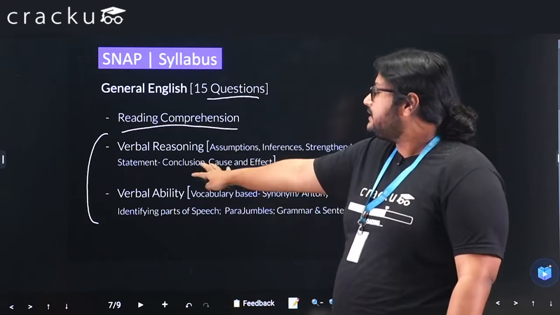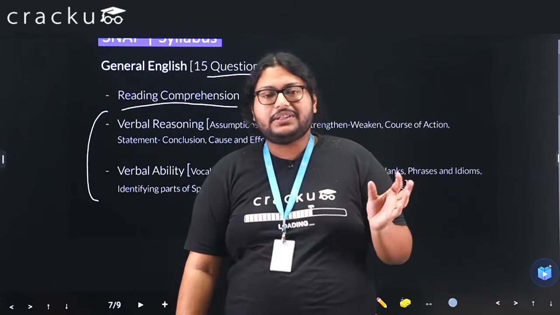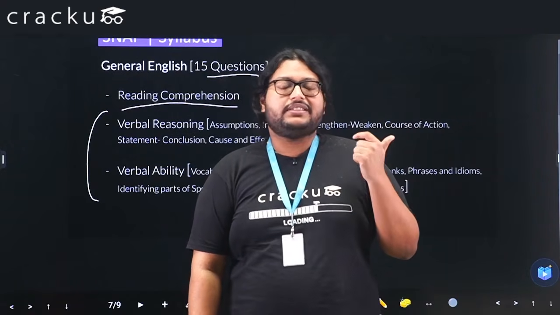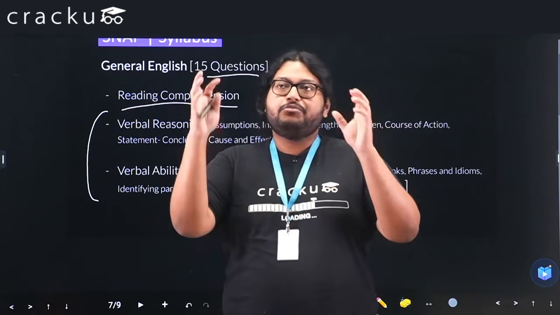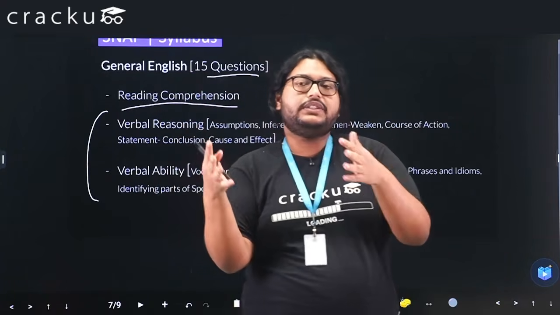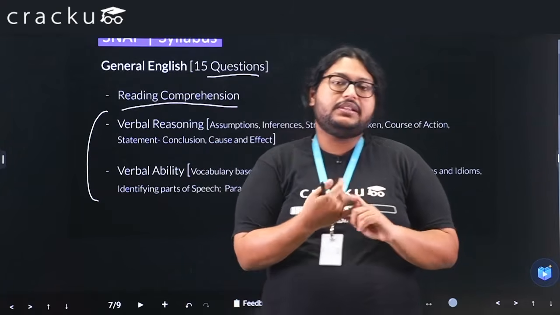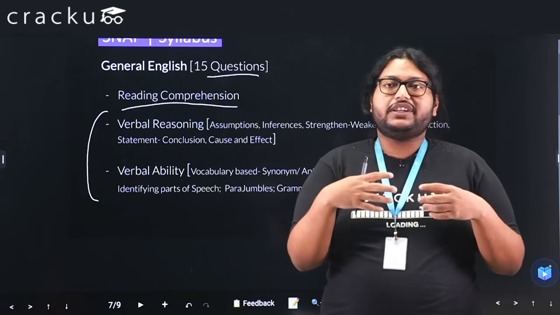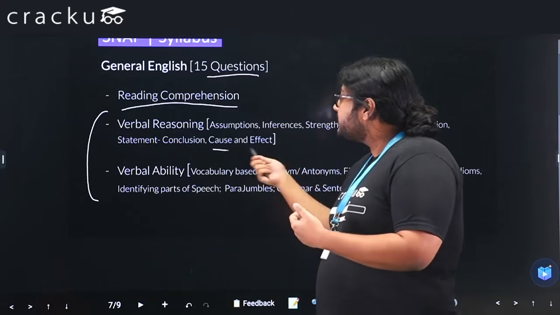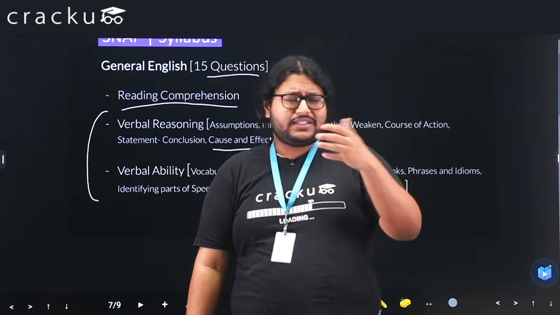So we have verbal reasoning. Verbal reasoning is basically critical reasoning here, you can say. We have things like assumptions, strengthen and weaken, and course of action, where, given some premises, we need to figure out which of these actions logically follows from them. We have statements and conclusions, where a passage is given and we need to figure out what conclusion can be drawn from it.